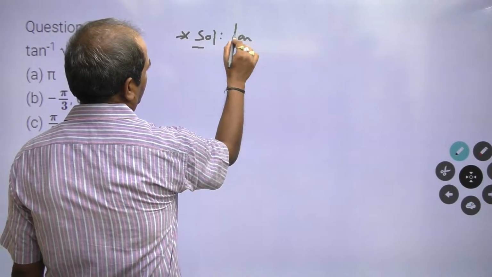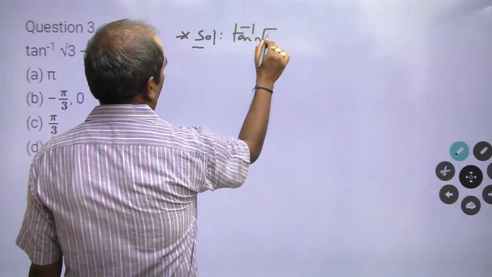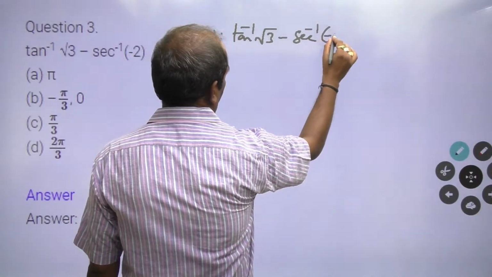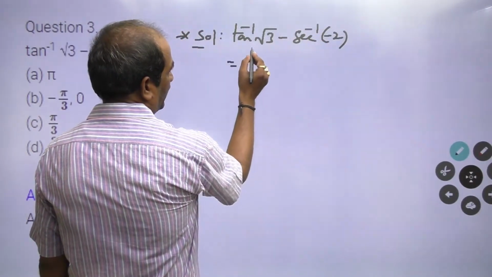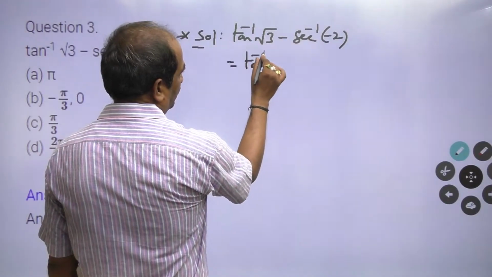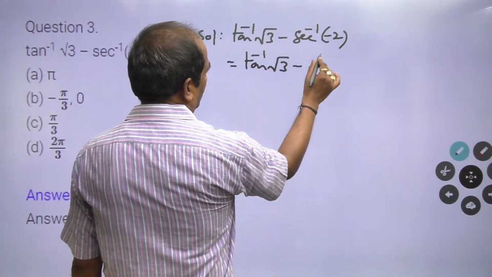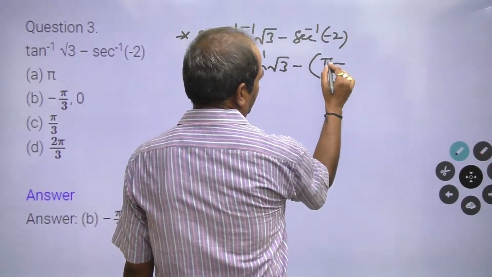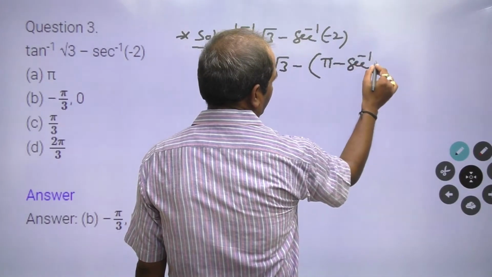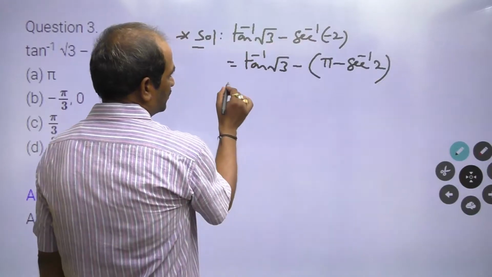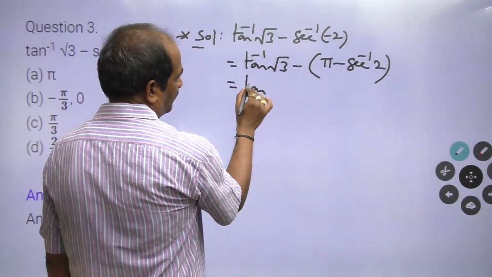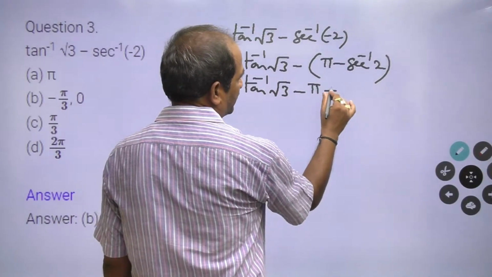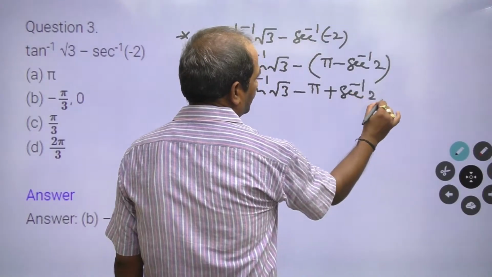So tan inverse of root 3 minus secant inverse of minus 2. Using the formula secant inverse of minus x equals pi minus secant inverse x, where the x value is 2, that is equal to tan inverse of root 3 minus (pi minus secant inverse of 2), which is minus pi plus secant inverse of 2.